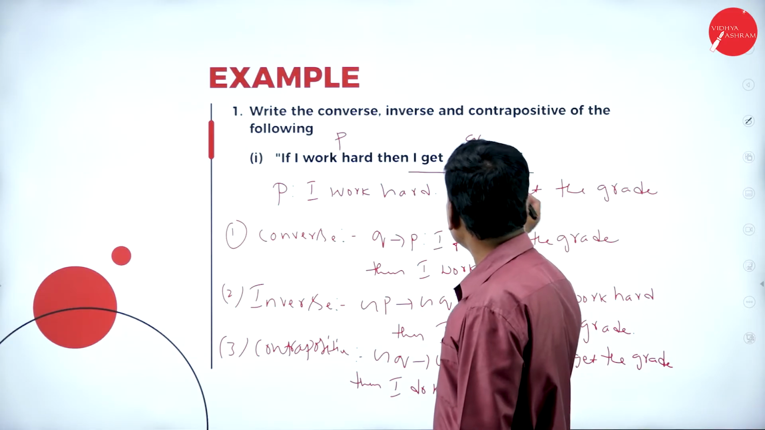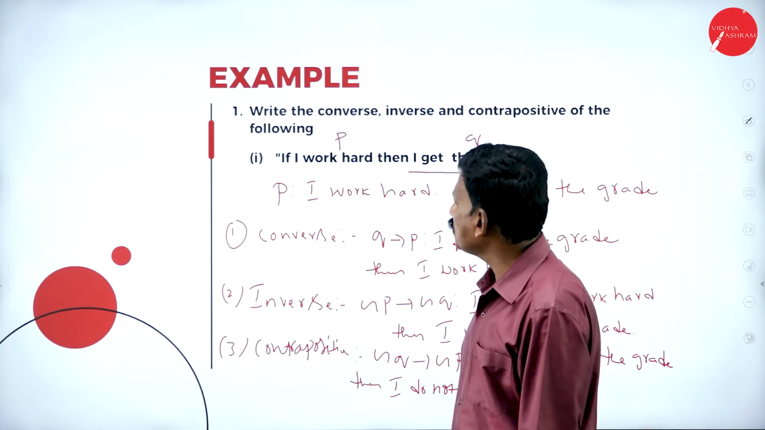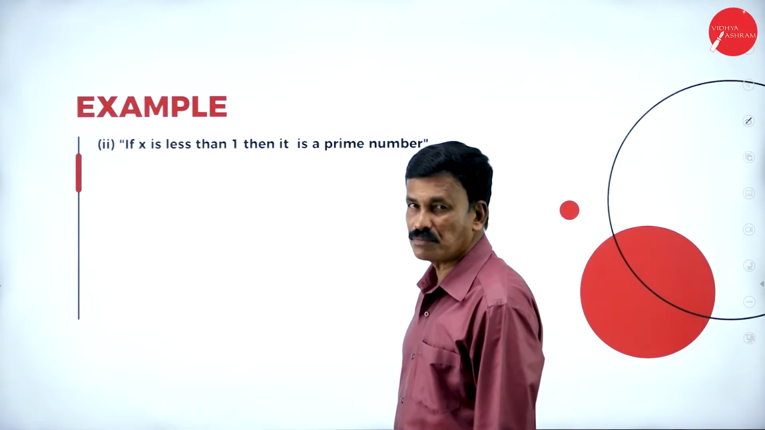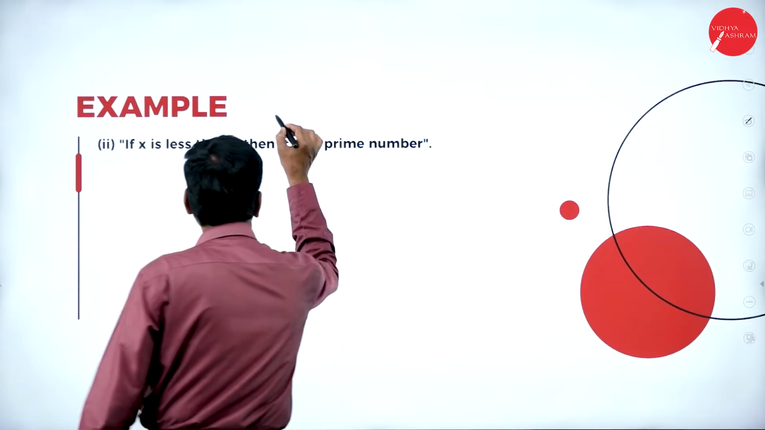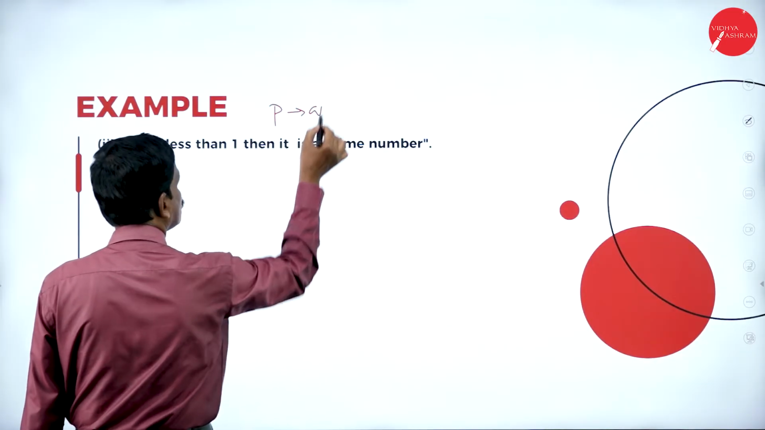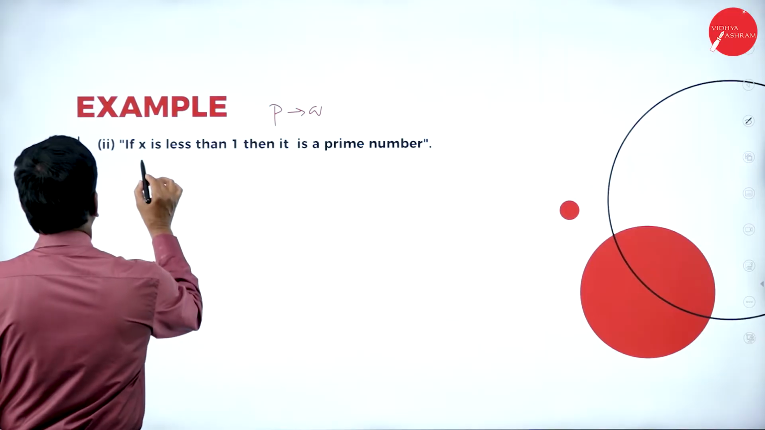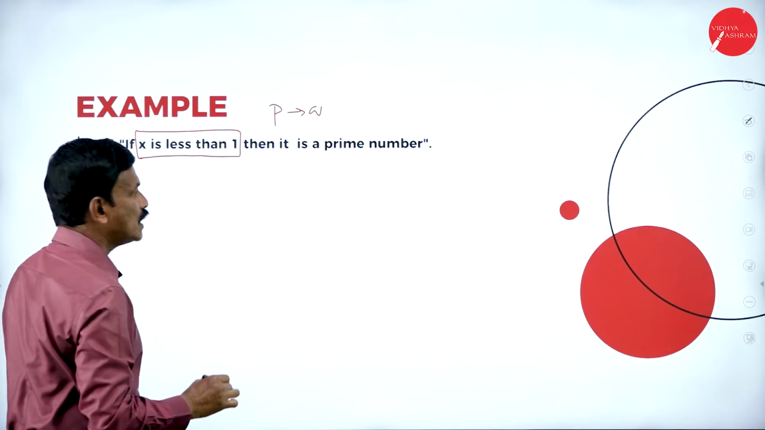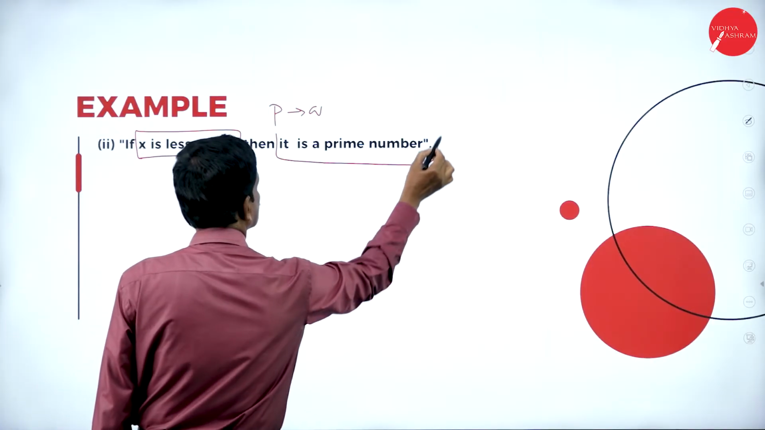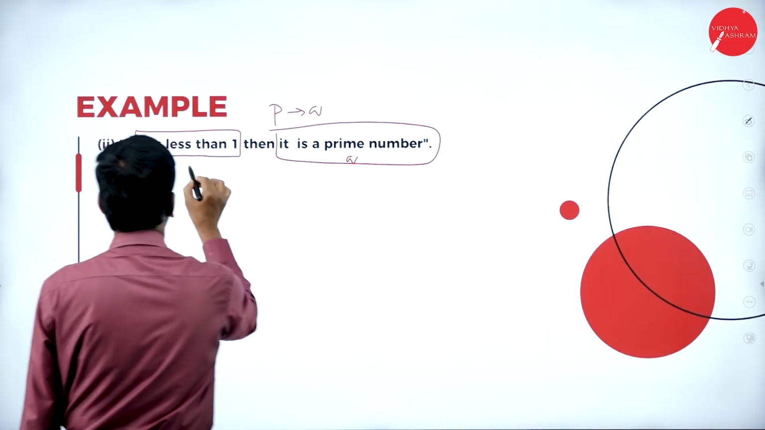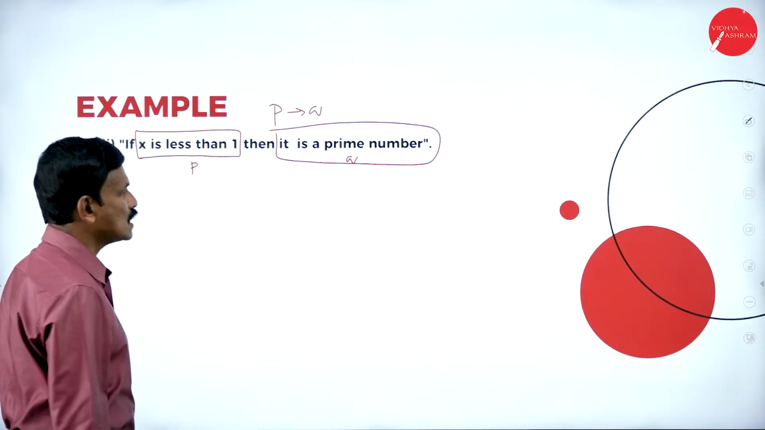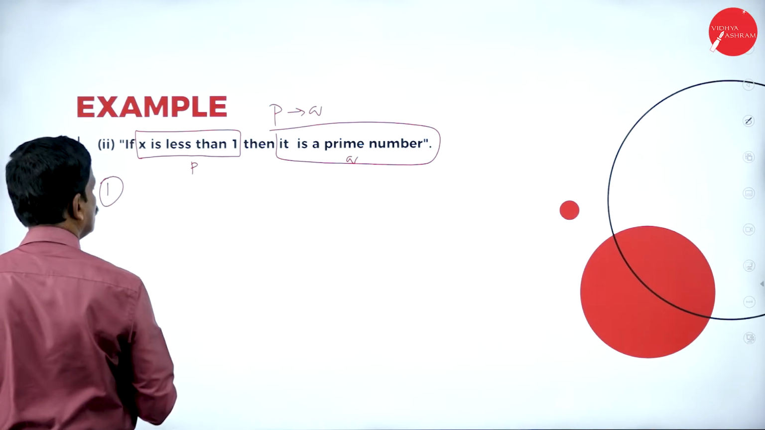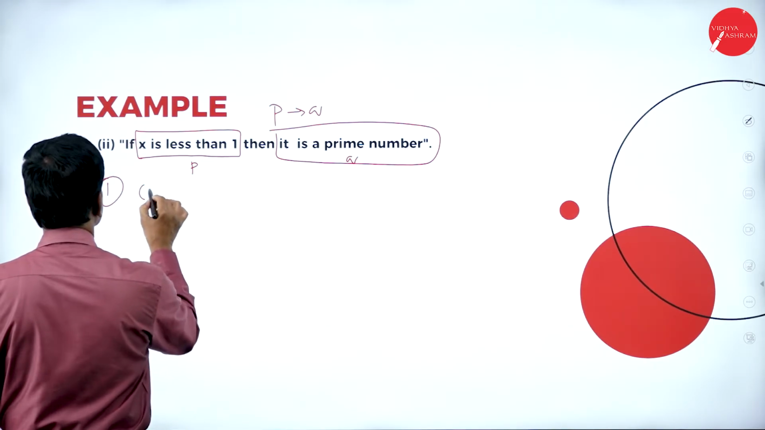If I work hard, then I get the grade. Now move on to the next example. If x is less than 1, then it is a prime number. This is again a conditional statement, P conditional to Q. P is x is less than 1, and Q is it is a prime number. Now one by one. What is the first one? Converse.